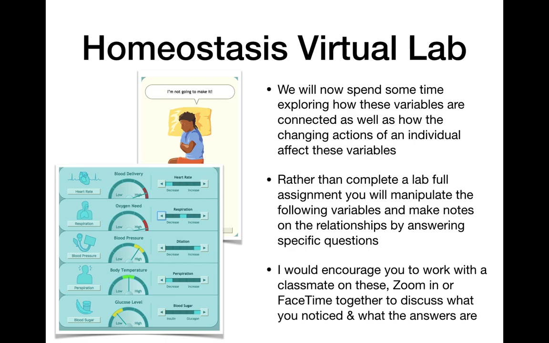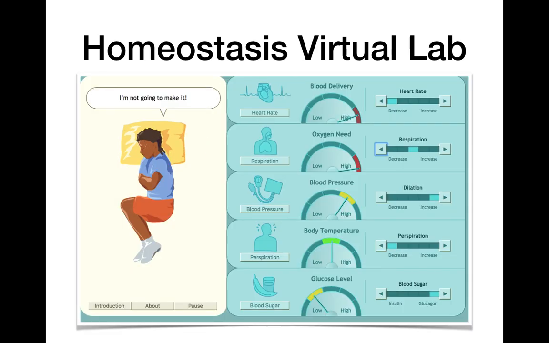Maybe you Zoom together and you put the simulation on someone's shared screen and you can talk about what's happening and answer the questions. There's 4 questions to answer based on what's happening, and you'll see how you can maintain the levels to maintain homeostasis for this particular individual. Okay, so here's what it will look like. The link is on Schoology as well as in the post for this lesson, and you have to maintain their heart rate, respiration, blood pressure, perspiration, and blood sugar levels.